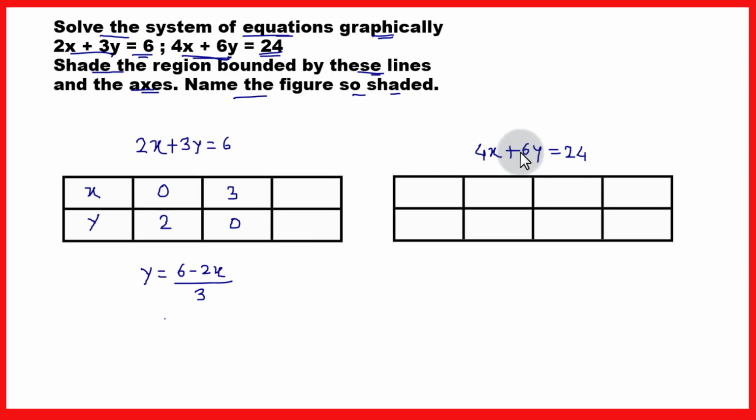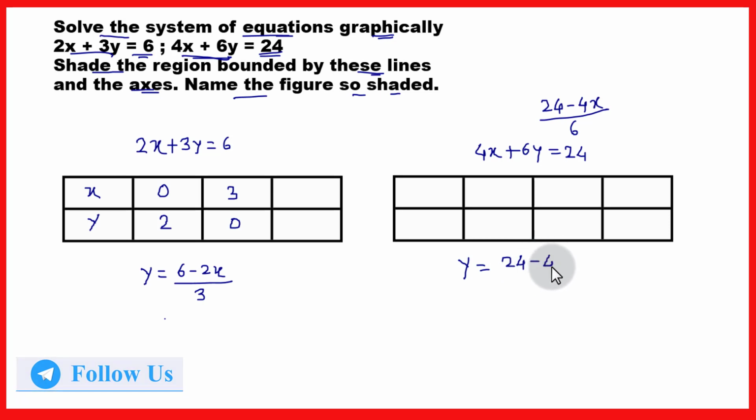Now for this other equation also, the same way, we will first write this equation as y in terms of x. So first we will take 4x to this side, so it will be 24 minus 4x. Then we take 6 to the other side, so since it is 6y, this 6 will go to the denominator, and so you will get y is equal to 24 minus 4x upon 6.